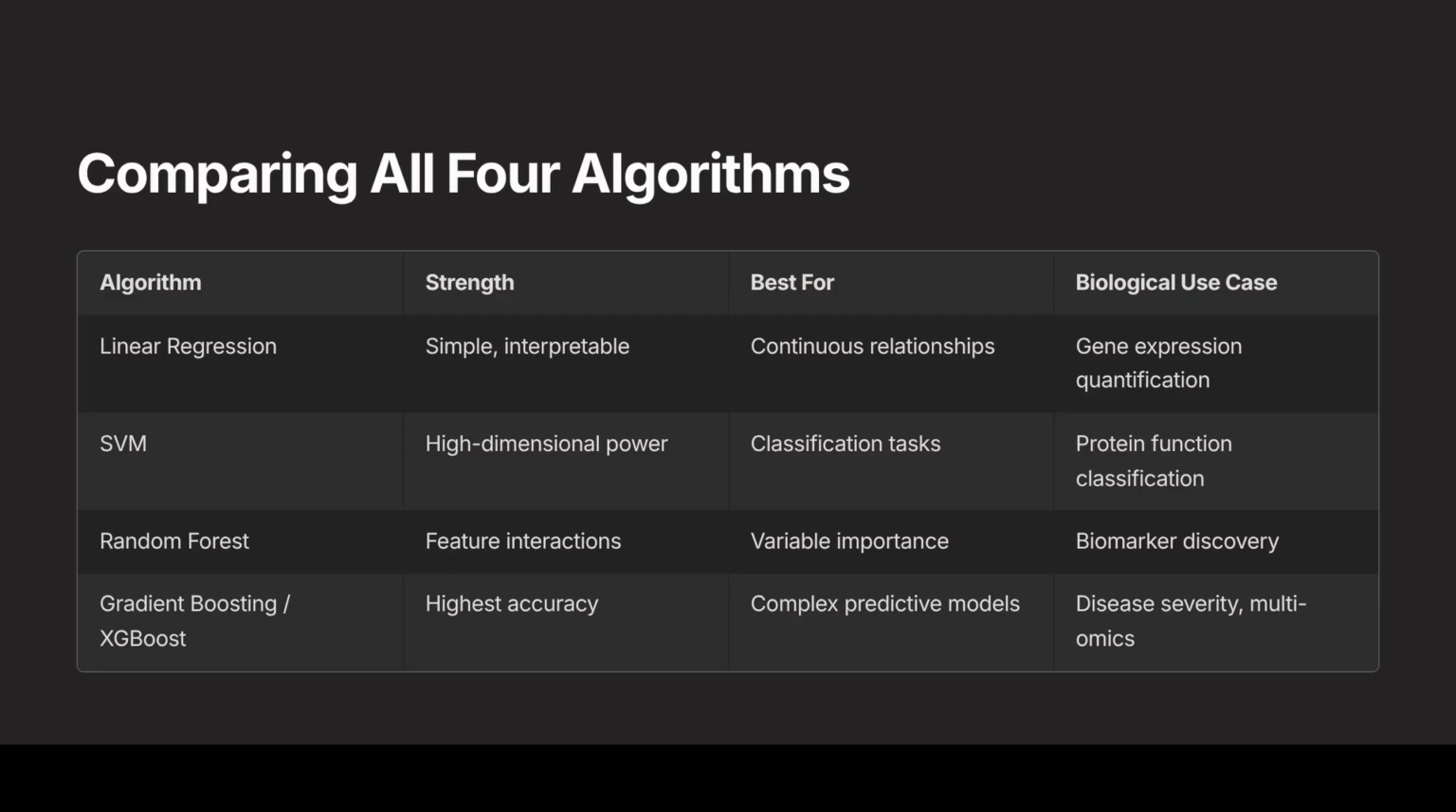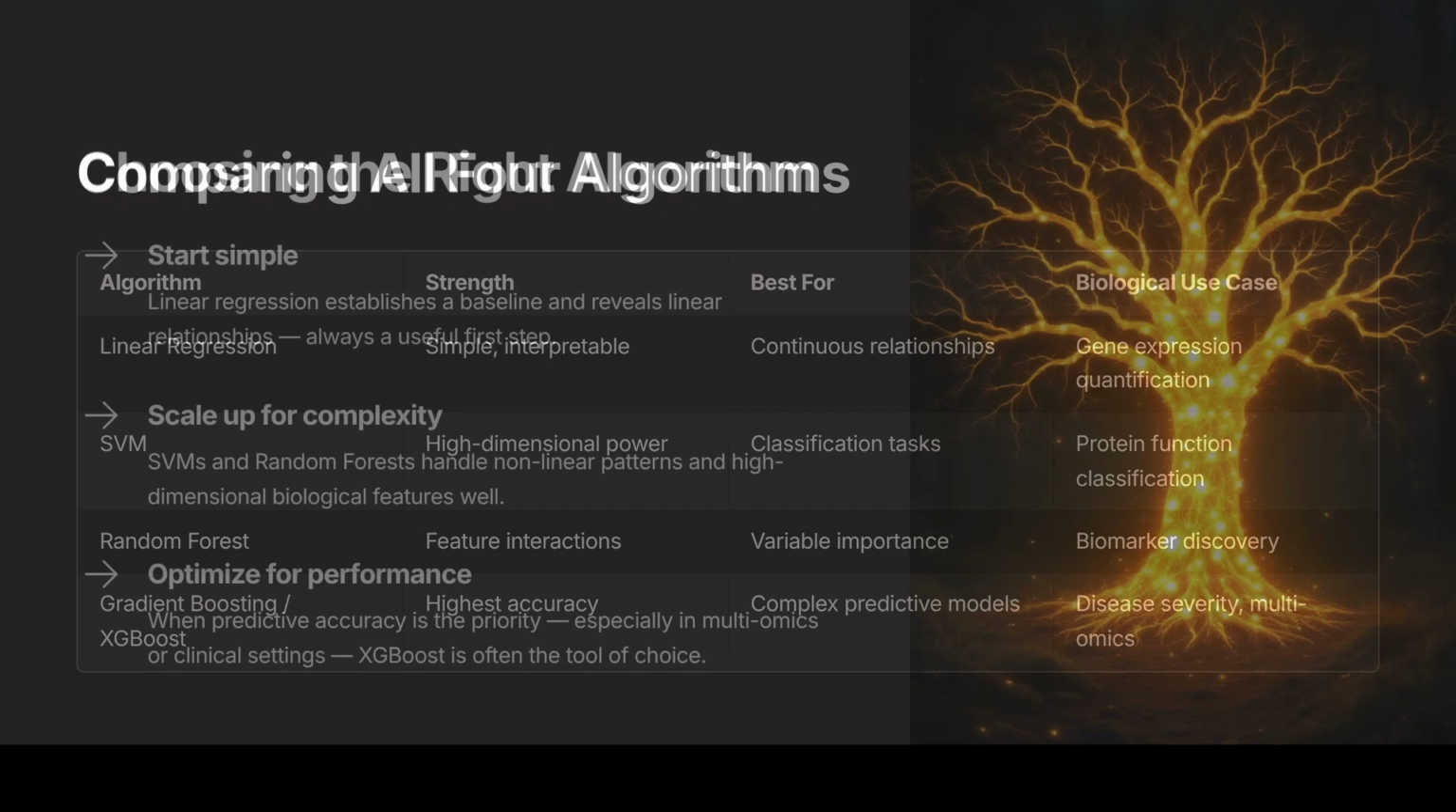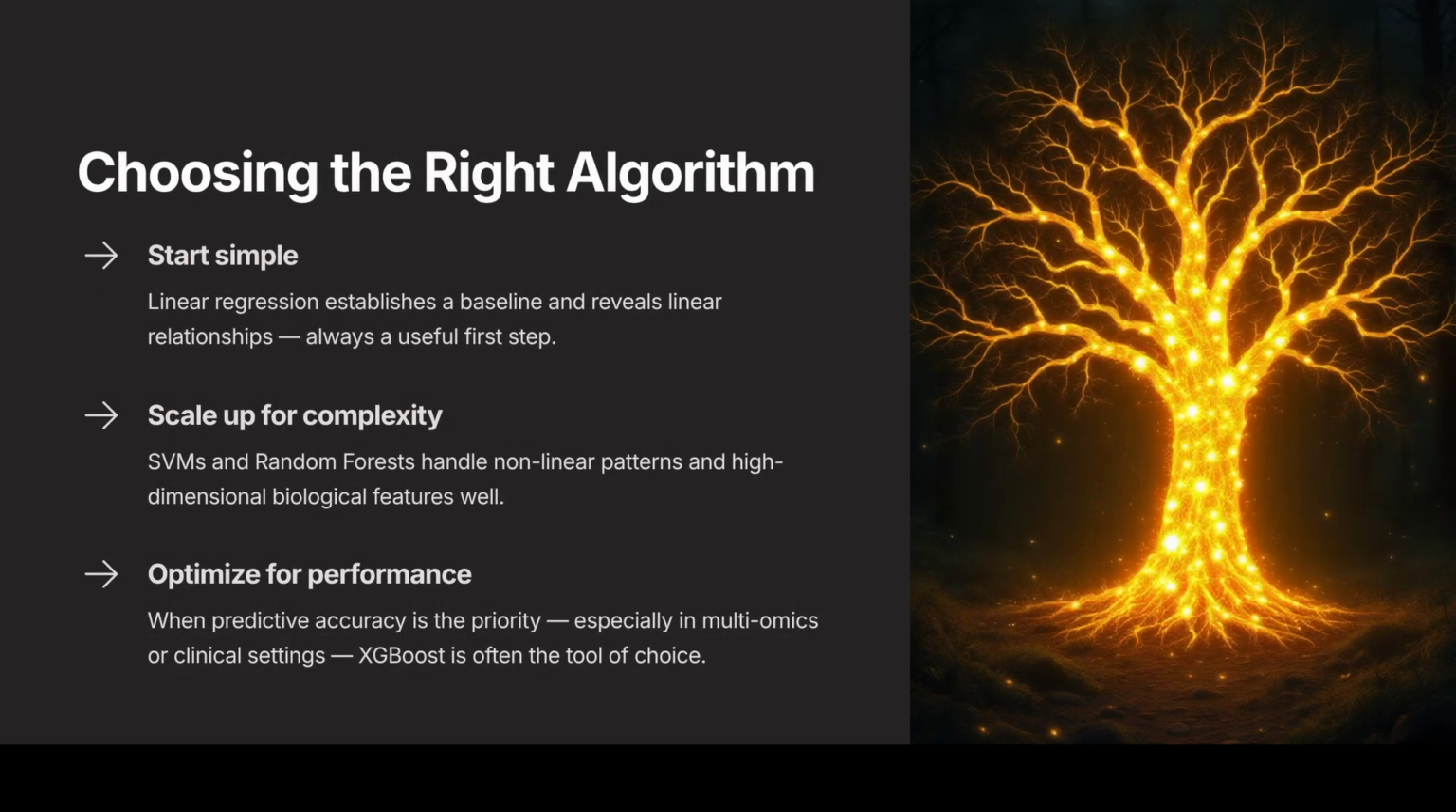Each of the algorithms we discussed has different strengths. Linear regression is simple, interpretable, and useful for modeling relationships between variables. Support vector machines are powerful for classification problems and work well with high dimensional data. Random forests are excellent at capturing complex feature interactions and identifying important variables. Gradient boosting methods often produce extremely accurate predictive models and are widely used in modern data science. Choosing the right algorithm depends on the biological question and the characteristics of the dataset.